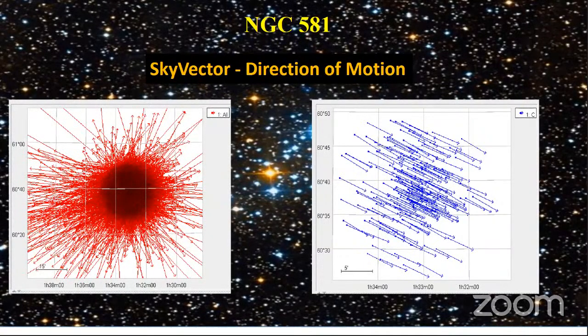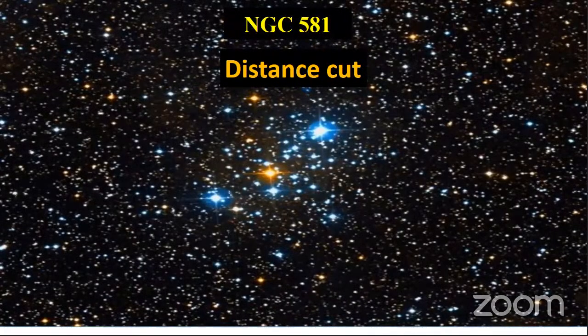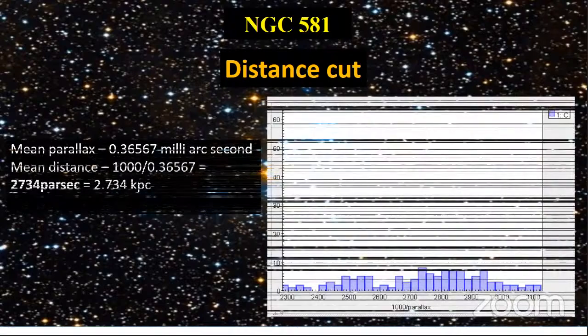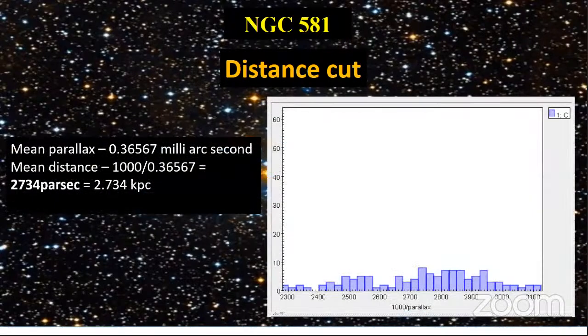So as I know, the stars of the same cluster will lie at approximately the same distance. So I found the mean parallax from the statistics of the selected region, and from that mean parallax I calculated the mean distance, and I made a distance cut with the stars lying near this mean, which are approximately at the same distance. So most of the stars are lying at the same distance.